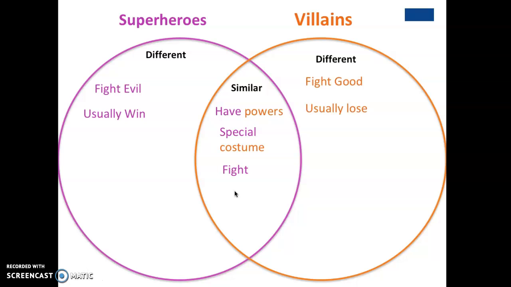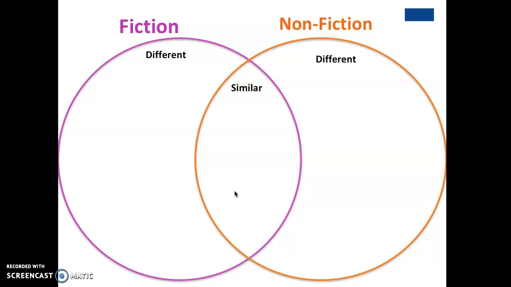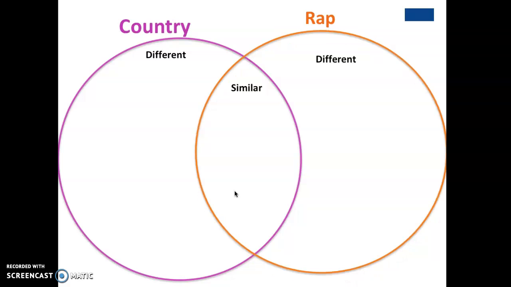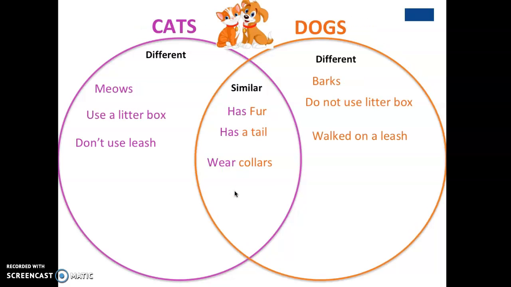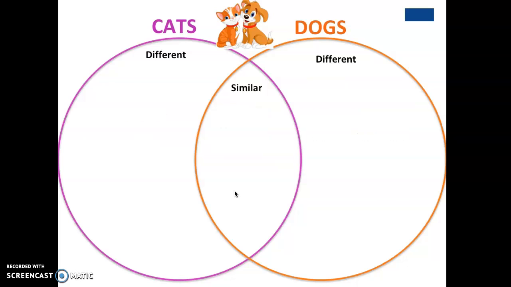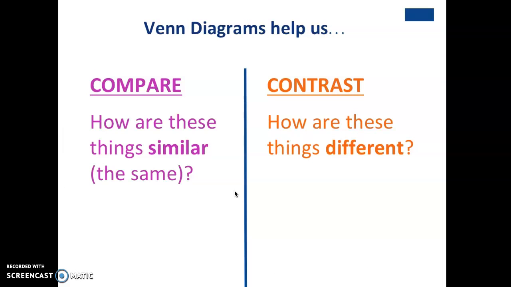You can use Venn diagrams to compare anything. It could be something related to English class, like fiction and nonfiction books. You could talk about it in science, what the difference between climate and weather is. You might use them in math to look at different equations. But you can also use them for fun things like the difference between Fortnite and Minecraft, or the difference between country and rap music. So Venn diagrams are a really helpful tool that help us compare and contrast.